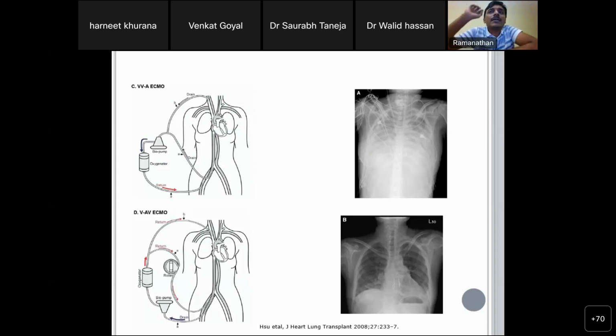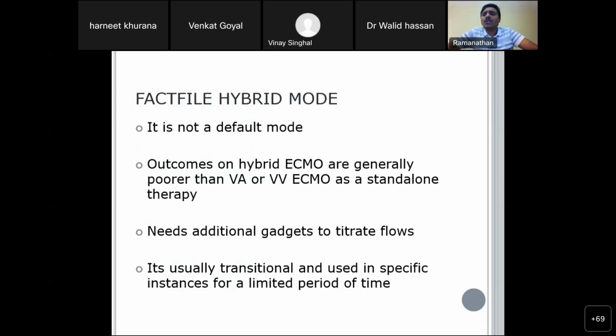And again, this is a dynamic kind of situation where you will need frequent changes of these configurations at various time points. So you need to be very diligent as to deciding at what point you need to shift from one to the other. So that's the one big challenge that you usually face when you have patients on hybrid.